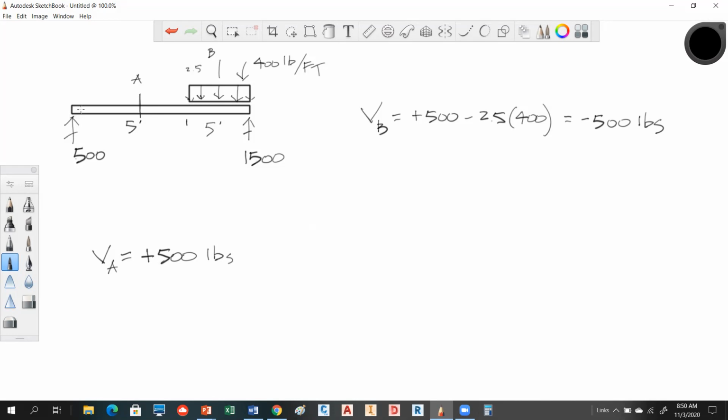As we step across this thing, it's staying constant. That shear is staying constant at 500, but once you start getting into this, it's going to start doing what? It's going to start dropping. And the further you get across this thing, the more this distance or that distance is going to increase. So this number is going to get bigger and bigger. Eventually, you'll see it would come up to negative 1,500, and then that'll push it back up.